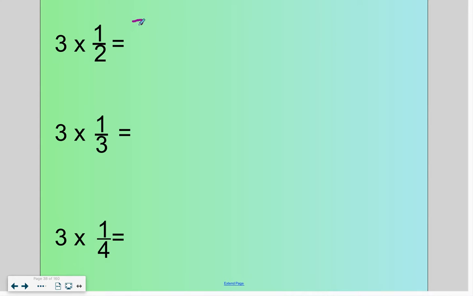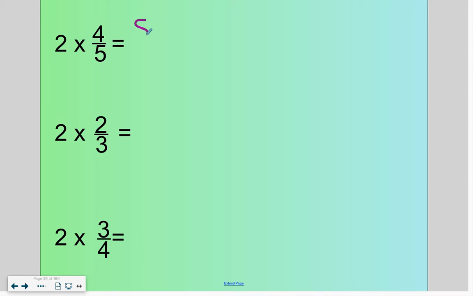3 times 1 is 3. Keep your denominator the same. 2 goes into 3 one time with 1 piece left over, so 3/2 equals 1.5. 3 times 1 is 3. Keep your denominator the same. 3/3 equals 1. 3 times 1 is 3. Keep your denominator the same. So you're taking your whole number, you are multiplying it by the numerator and keeping your denominator the same.